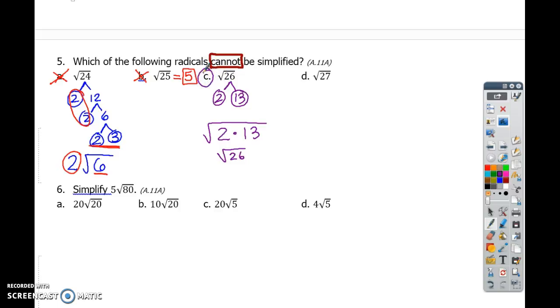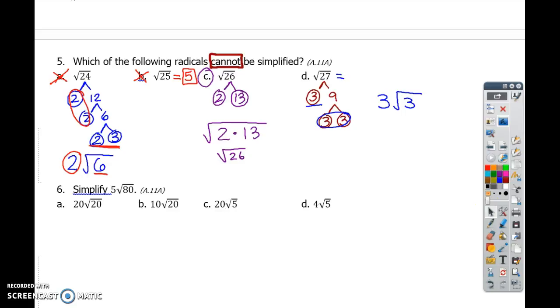Let's just go ahead and do D, just so that you can see that that one also simplifies. It can be divided by 3. That gives you 9. And 9 can be divided by 3. That gives you 3. So I can take out a pair of 3's, and that one stays inside the radical. Okay, so square root of 27 is 3 square root of 3. The answer is C.